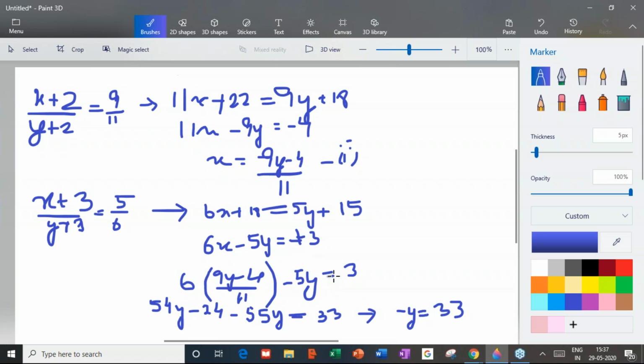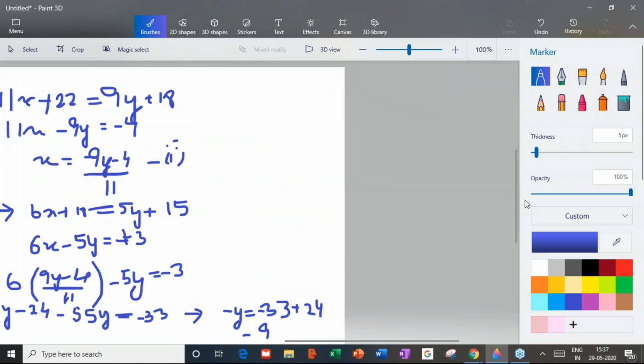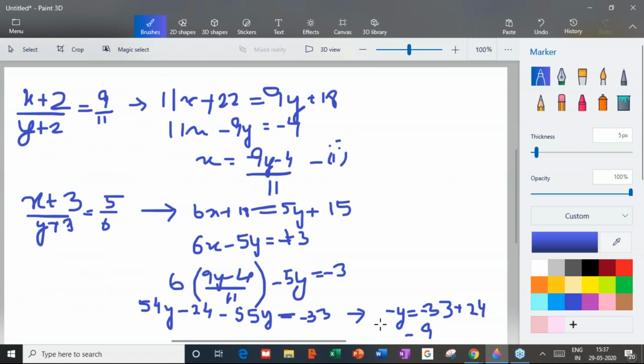This is plus 3. Oh, nope. 18 minus 3. Okay, yeah, this is minus 3 only. I just forgot to bring the minus. So it will be minus 33 plus 24, 9. Right? Yeah, I wrote plus 9 instead of minus 9. Yep, I got it.